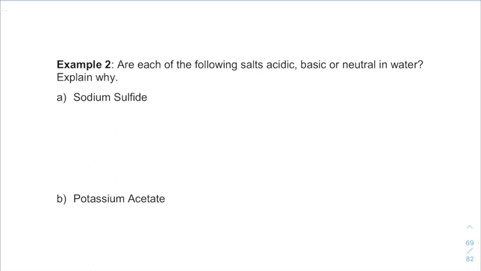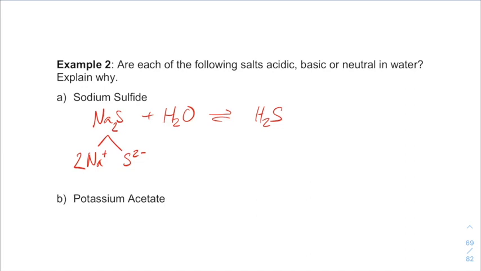So let's look at some examples. Here we have sodium sulfide, so Na2S. Think about what it is going to do when it reacts with water. The sulfide is soluble, so it separates out. It can be treated as being Na+ and S2-. And then thinking about how that would interact with the water, we can have H2S form and essentially sodium hydroxide, right? This sort of reaction.